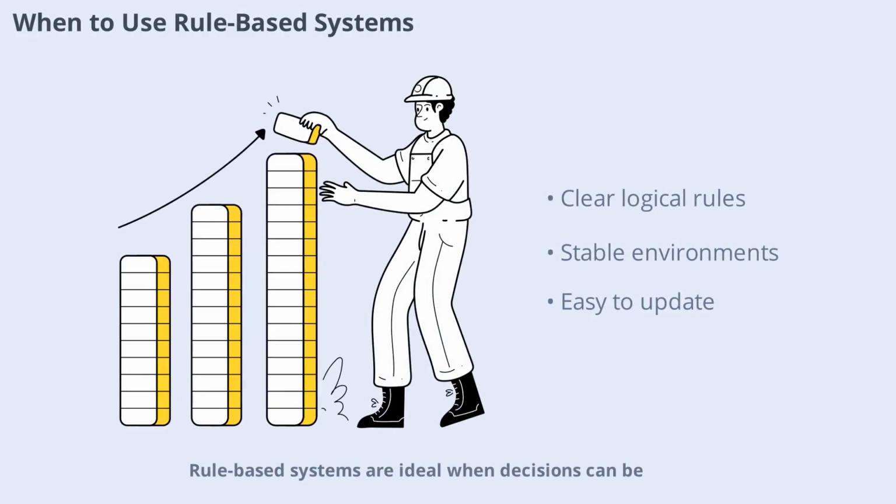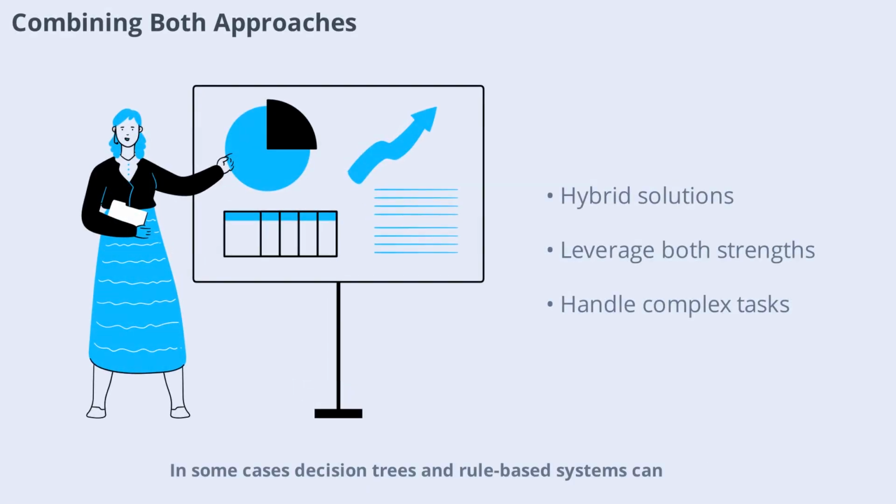Rule-based systems are ideal when decisions can be clearly defined by logical rules and expert knowledge. They work well in environments where the rules are stable and don't change frequently. If you need a system that can be easily updated with new rules or explanations, rule-based systems offer the flexibility and transparency you need. In some cases, decision trees and rule-based systems can be combined to create more powerful solutions.